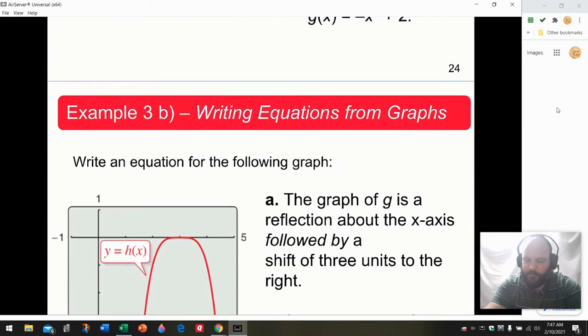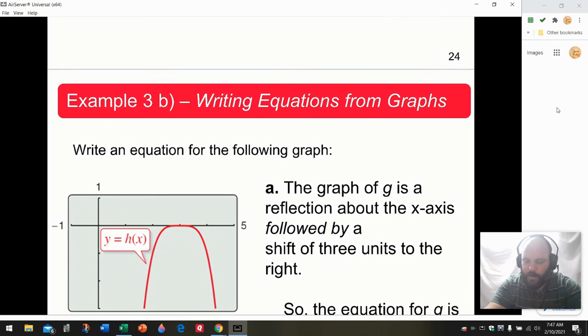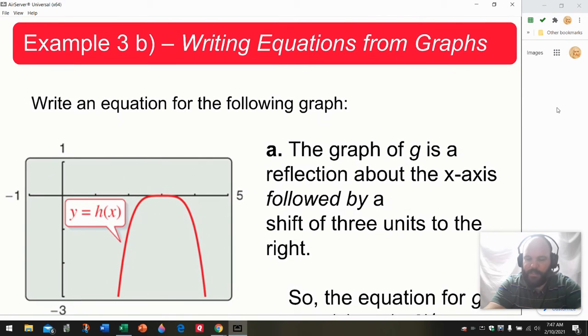So we're going to try another one. Here is one with the same parent function. The parent function is f of x equals x to the fourth. But we need to look and see what happened to this one. Again, you've got to quantify what your transformations are first before you try to write the equation, so you know what to write.